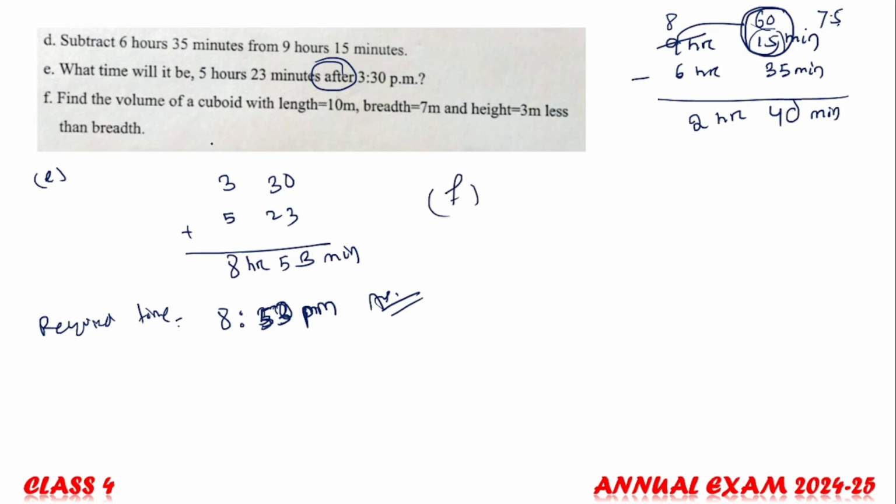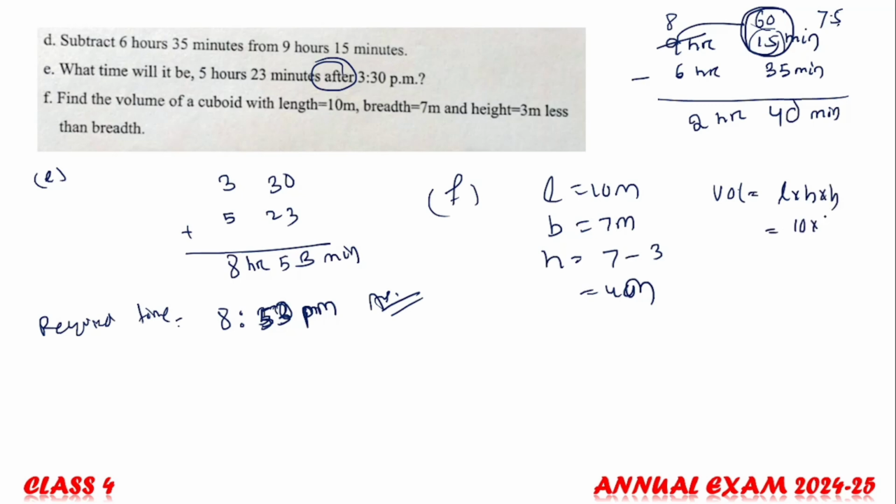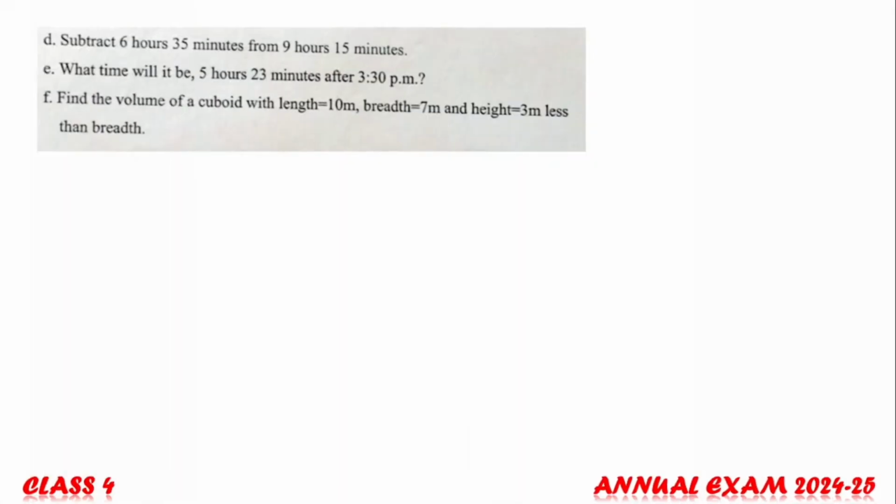Now next, find the volume of the cuboid. So L equal to 10 meter, B equal to 7 meter, H equal to 3 meter less than breadth. 7 minus 3, that is 4 meter. Now the volume equals L into B into H. Now multiply 10 into 7 into 4, 280 cubic meter. All of you understand? Now next question.